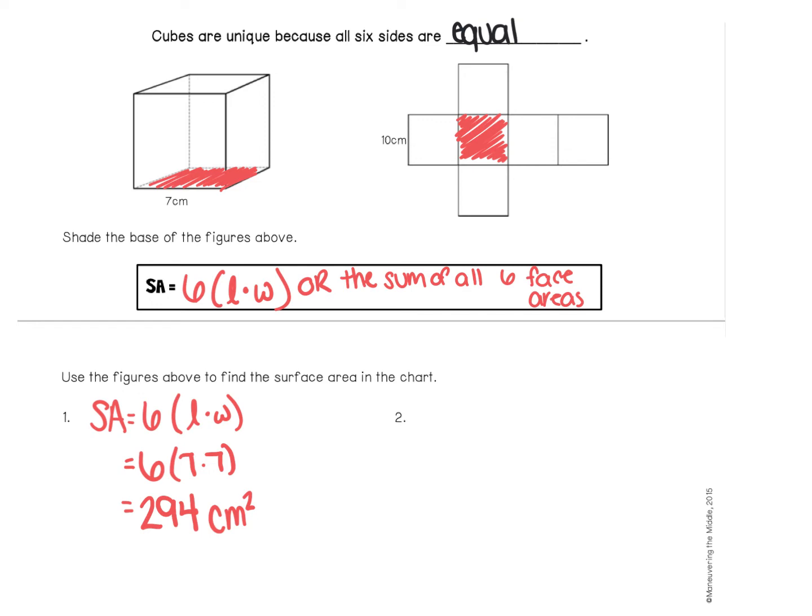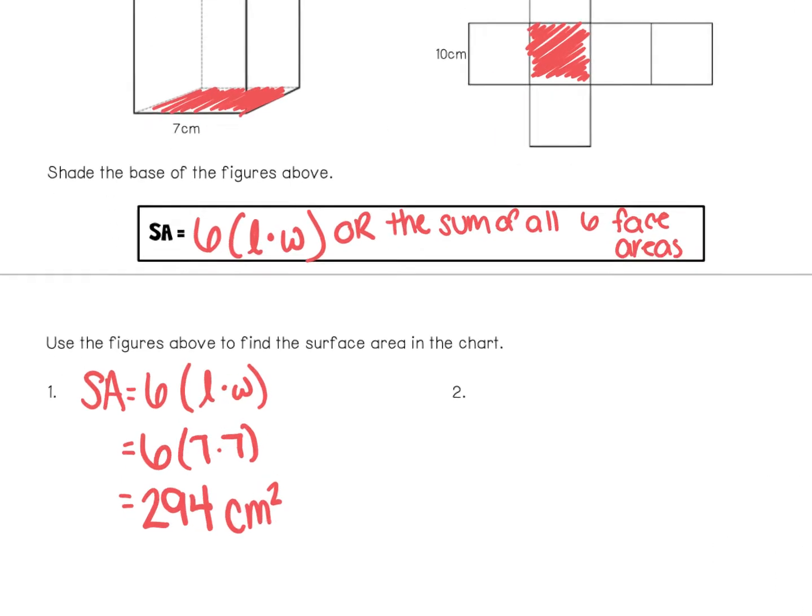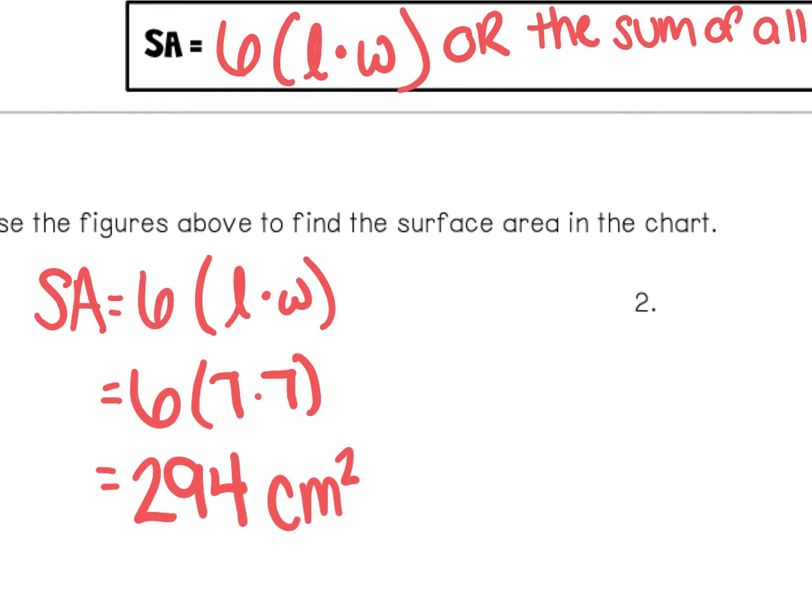So we used units cubed for volume. We're back to using units squared for surface area because technically surface area is the same thing as area. We're just finding the area of multiple pieces on a 3D shape. So it's always going to be units squared for surface area. Okay, we go down that first one?